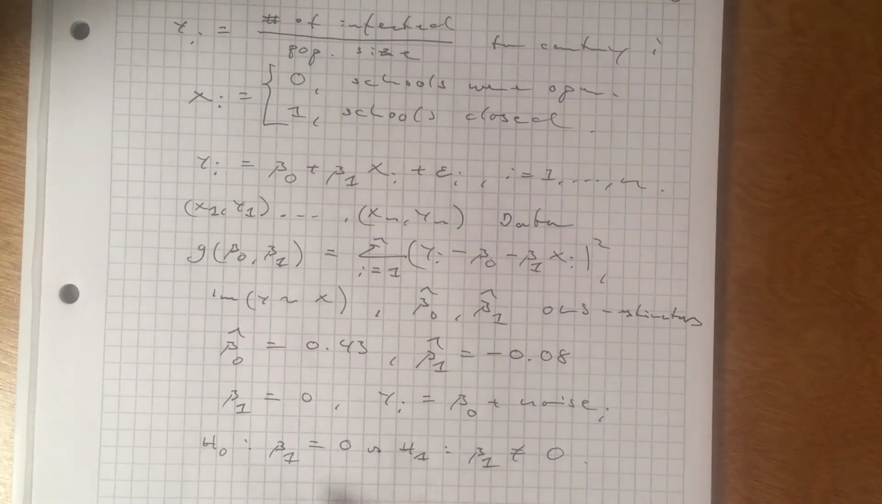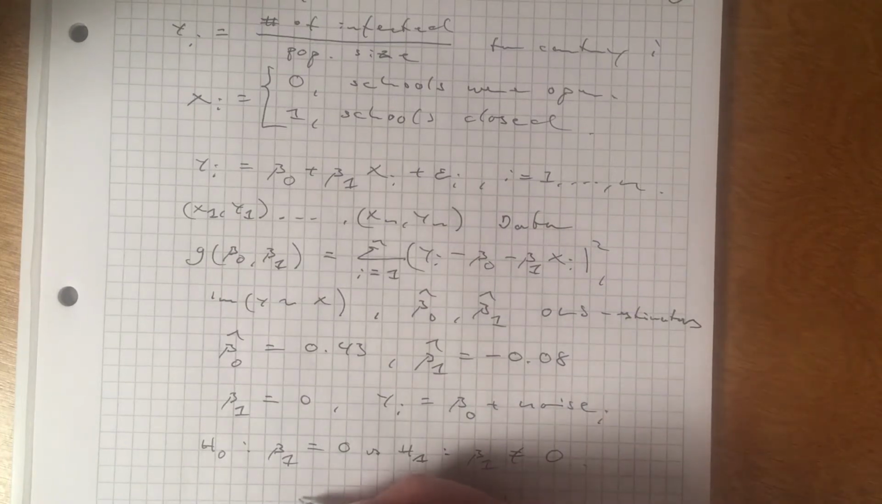So when either deciding to keep the null hypothesis, continue believing that closing the schools has no effect, versus rejecting the null hypothesis, which means that closing the schools does have some effect on the share of infected people, then we can think about the type of errors we might commit. We can draw a 2x2 table.